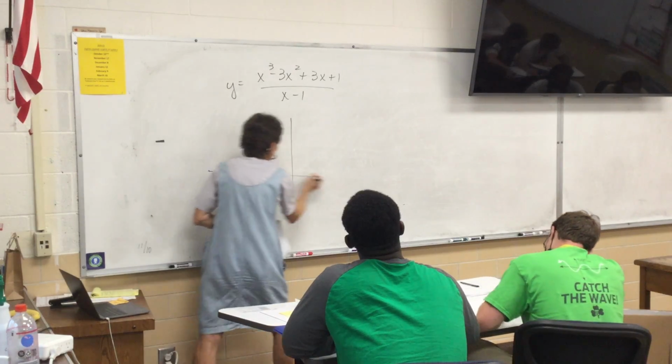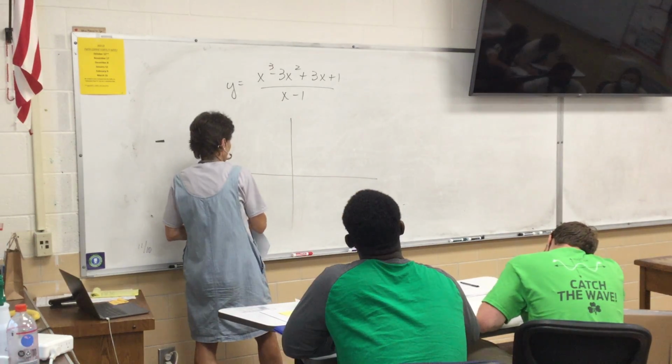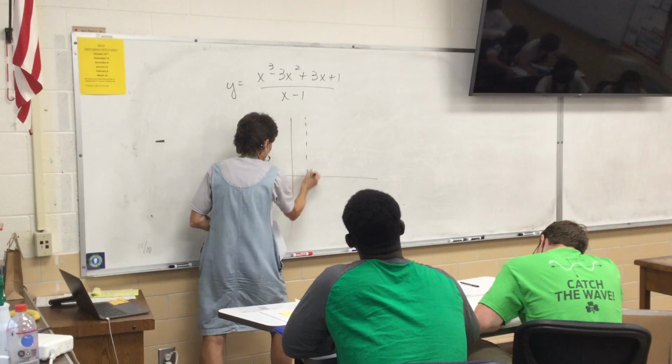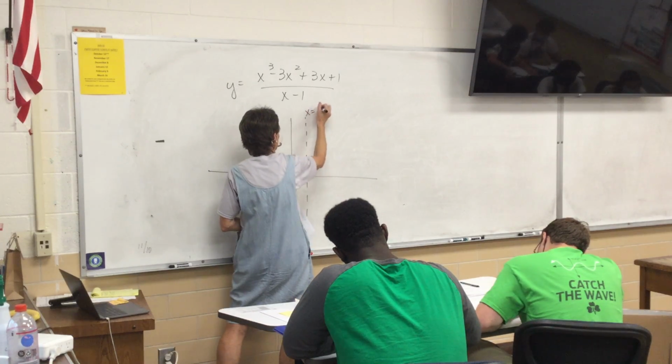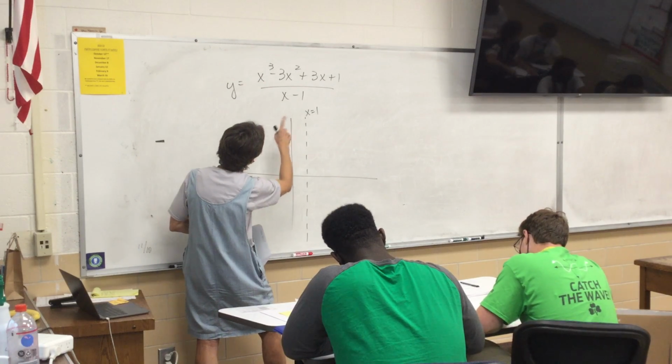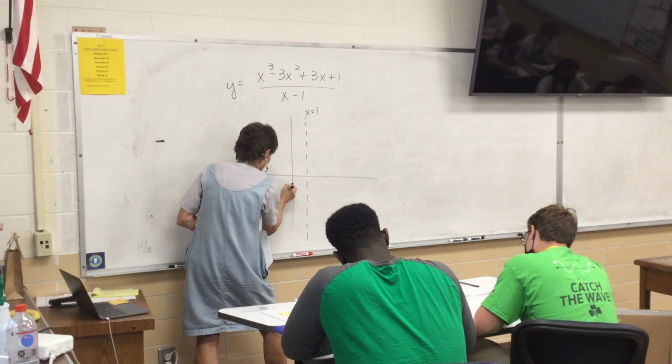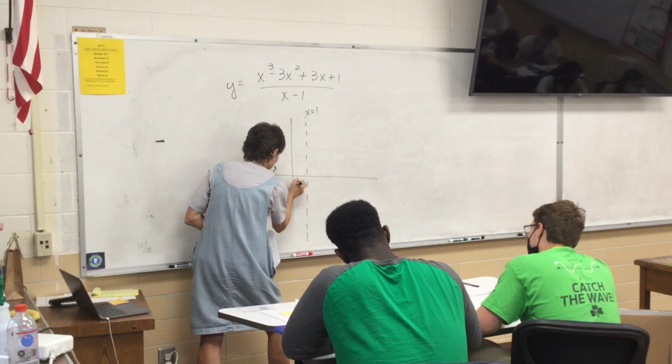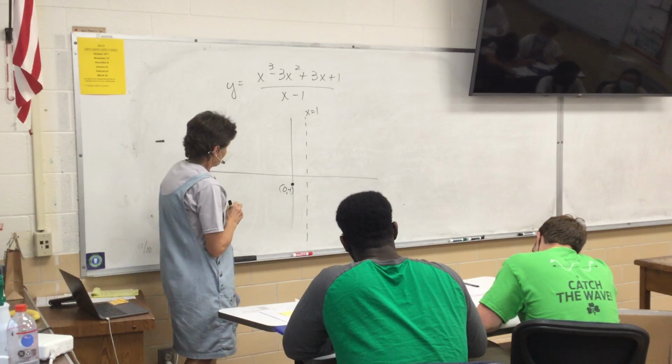All right, I at least have a y-intercept, don't I? And I have a vertical asymptote. So I have a vertical asymptote at 1. What's my y-intercept? Putting in zeros, -1.